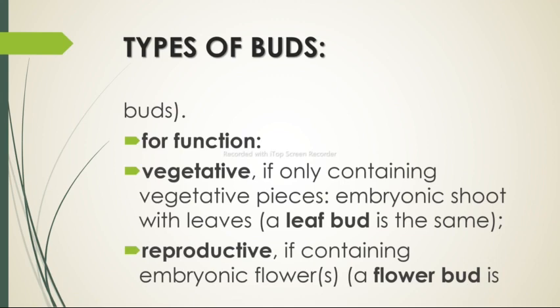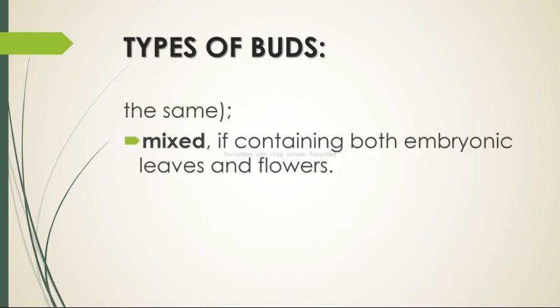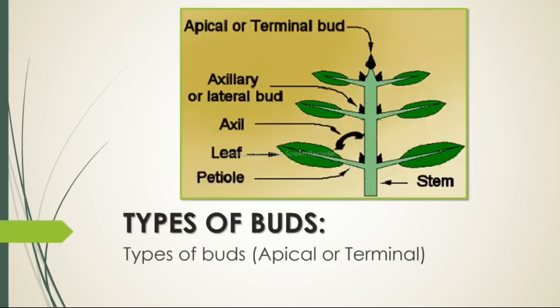Reproductive, if containing the embryonic flowers, a flower bud is the same. And the last one is the mixed, if containing both embryonic leaves and flowers. So these are the types of the buds, apical or terminal. You can see in apical or terminal bud, it includes the axillary or lateral bud. So this is the axil, this is leaf, this is stem, and this is petiole, as shown in the figure.